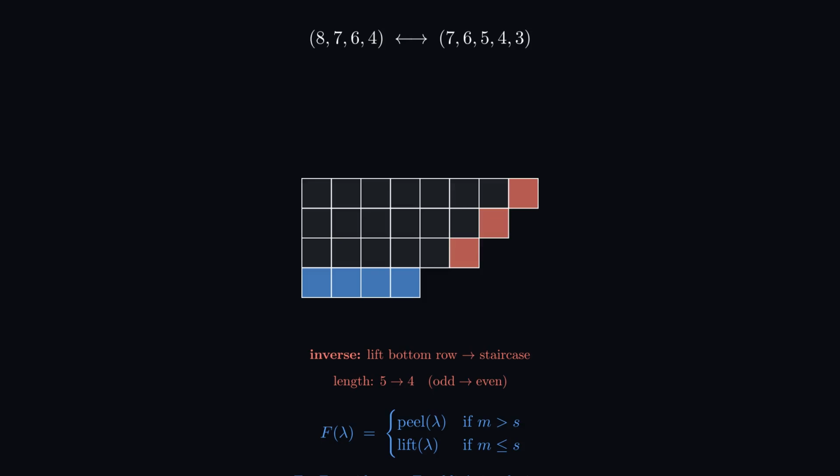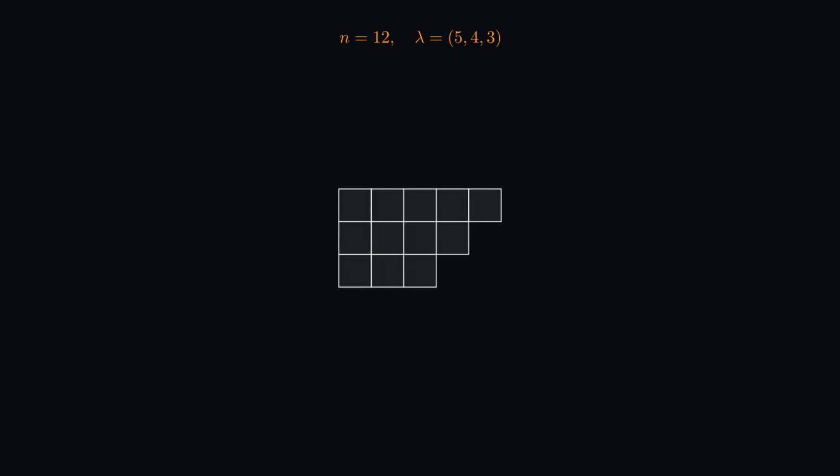Call this map F. Peel when M exceeds S and lift when M is at most S. Apply F twice and you are back where you started. F of F equals identity. This is Franklin's involution. Now look at 543 at n equals 12.